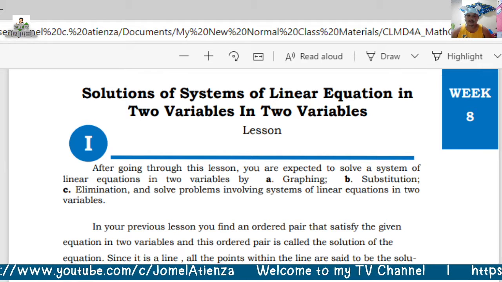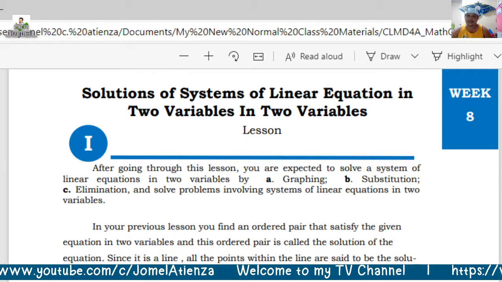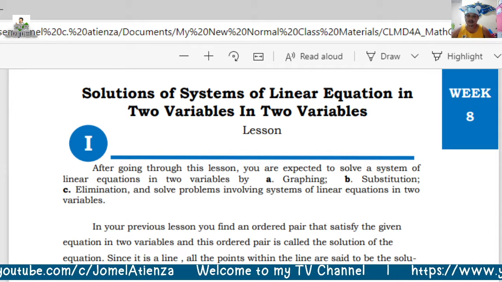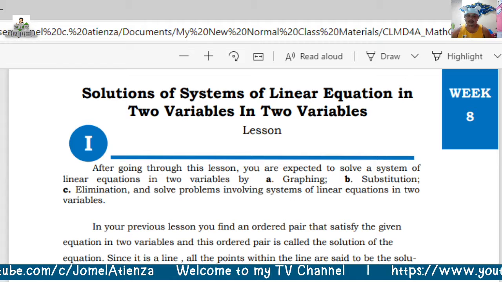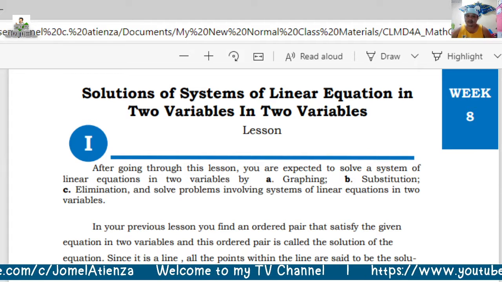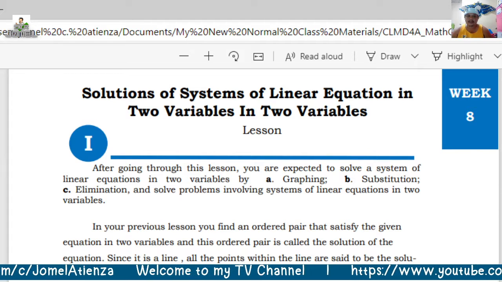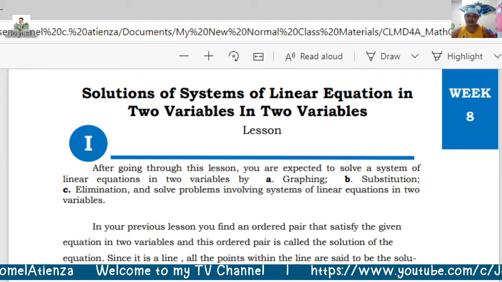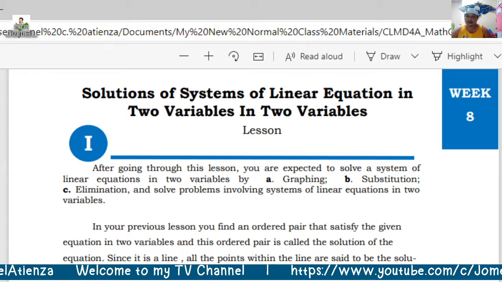In your previous lesson, you found an ordered pair that satisfies the given equation in two variables, right? So yung point tinatawag nating solution set. And this ordered pair is called the solution of the equation. Since it is a line, all the points within the line are said to be a solution of the equation.